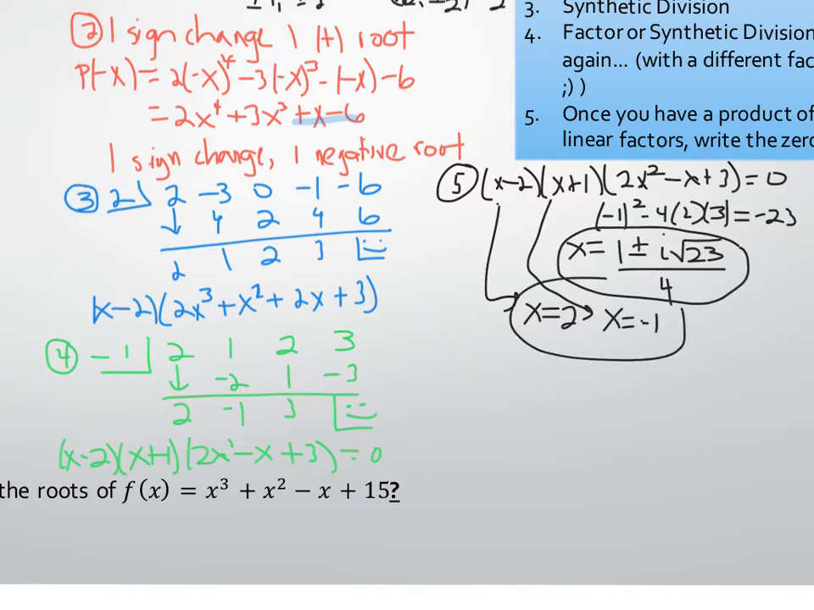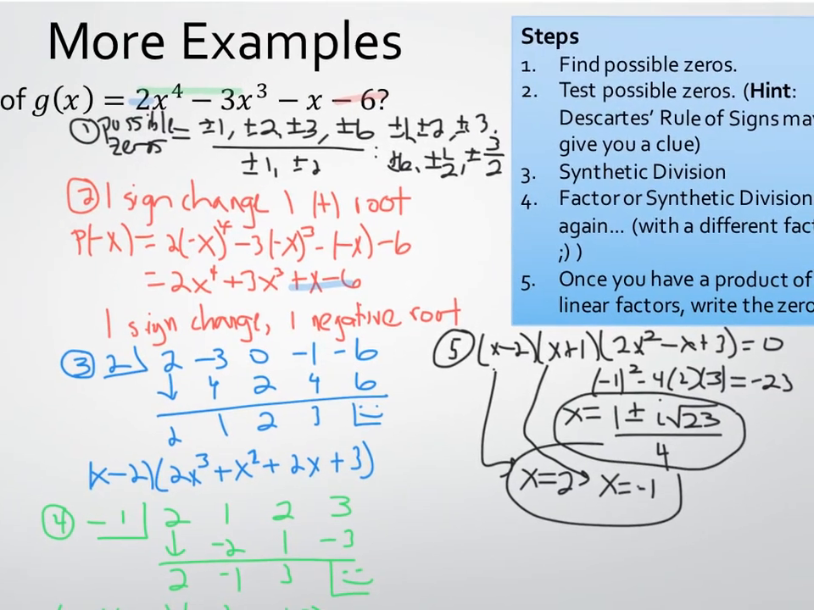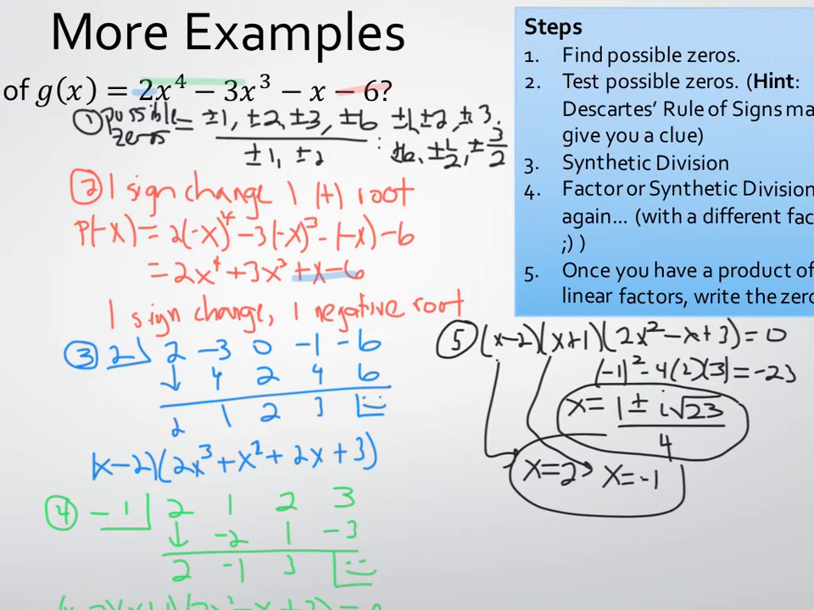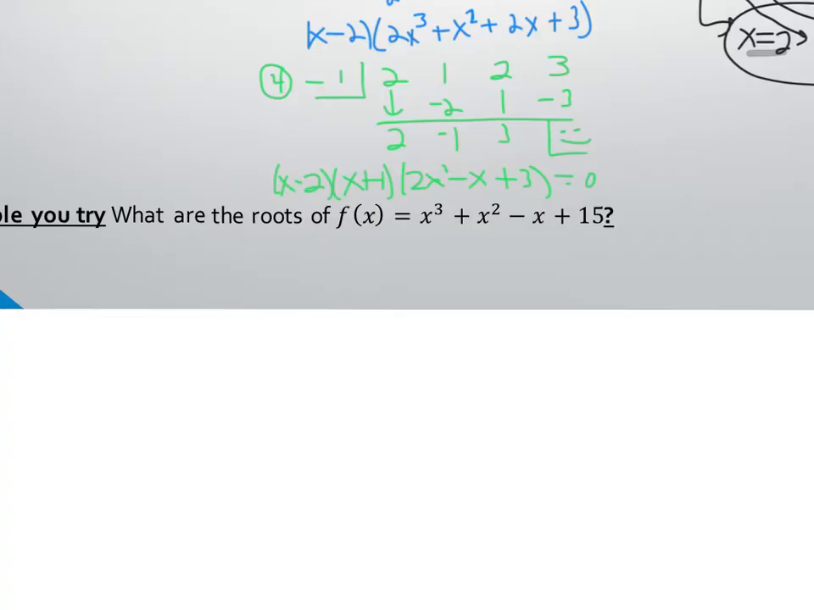Okay, so if we go and look up at our original problem, notice that we had a degree of 4. Do we have 4 solutions? We have 1, 2, 3, 4. So yes, we do. So we're good. I want you to take a few minutes and see if you can figure out the example you tried.